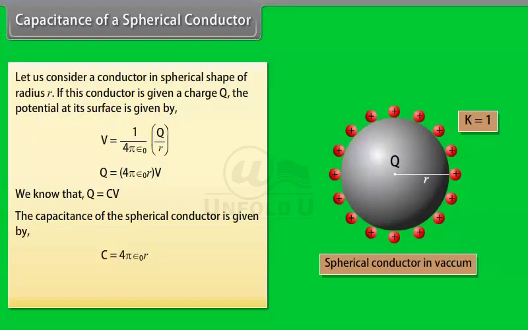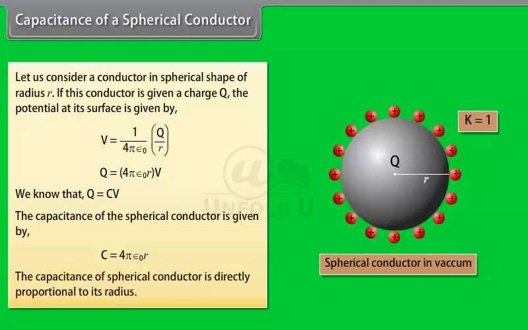This relation shows that the capacitance of a spherical conductor is directly proportional to its radius. Larger is the radius, larger will be its capacitance. This expression is true for the conductor placed in air or vacuum.